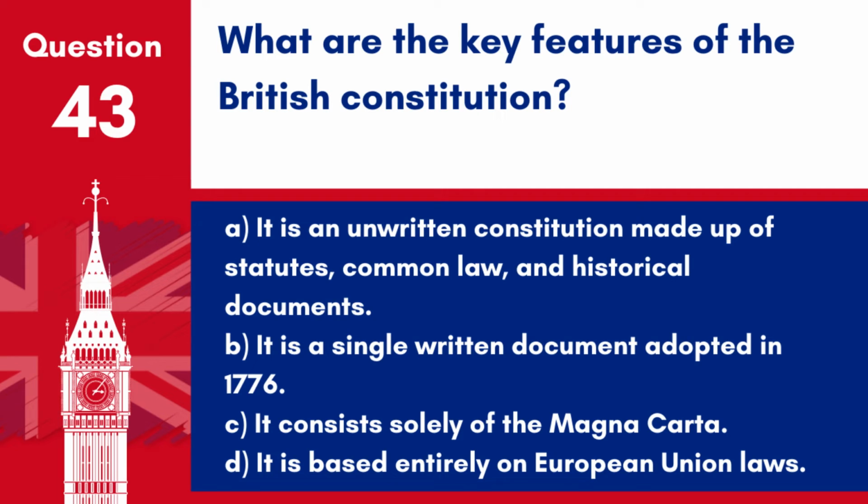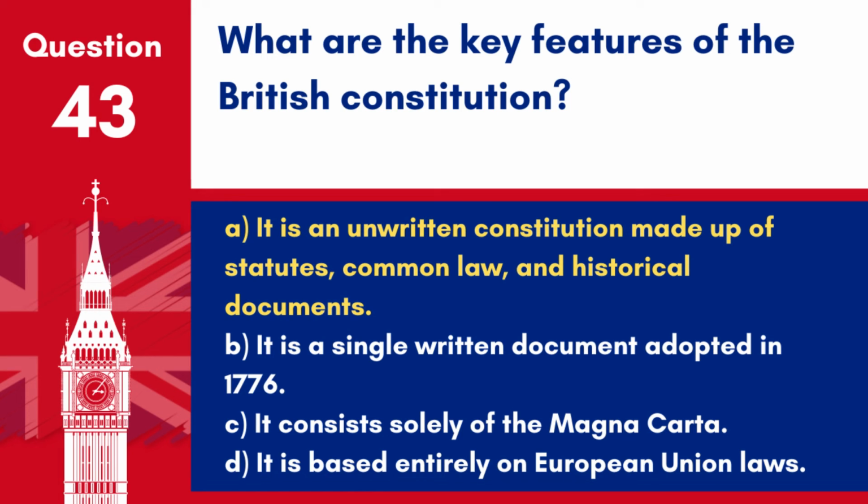A. It is an unwritten constitution made up of statutes, common law, and historical documents. B. It is a single written document adopted in 1776. C. It consists solely of the Magna Carta. D. It is based entirely on European Union laws.